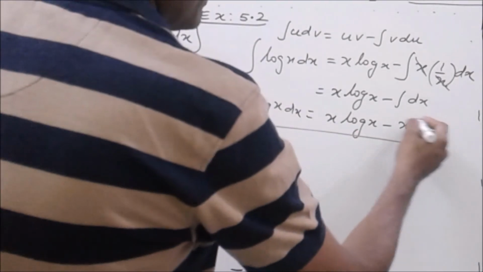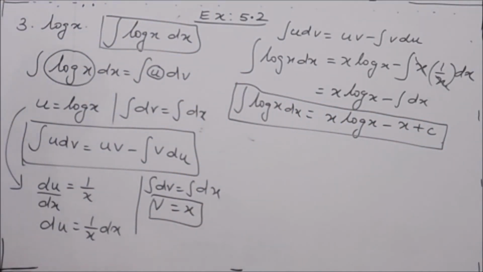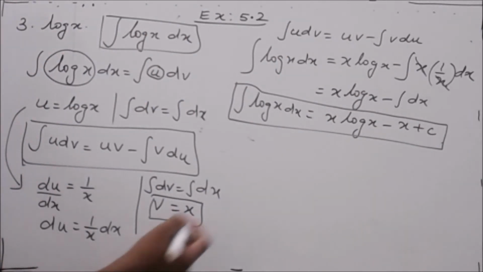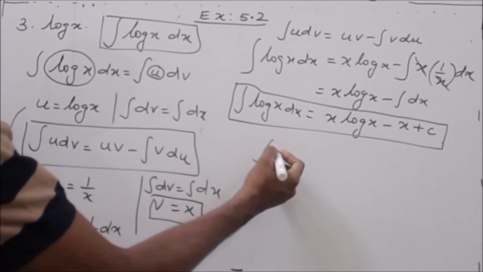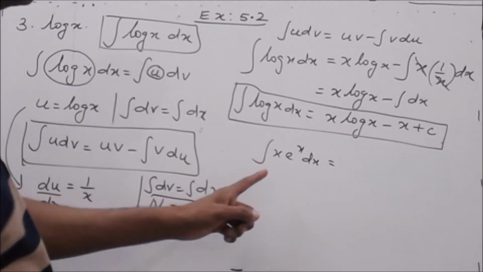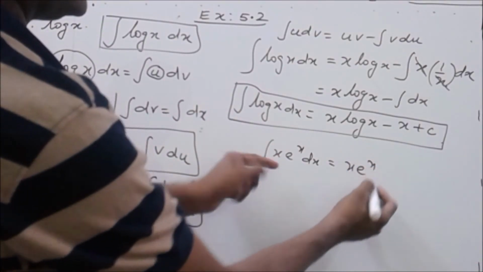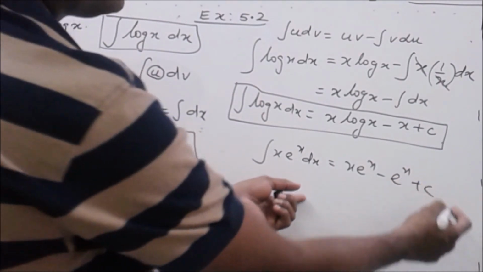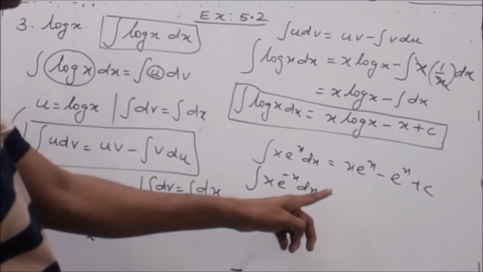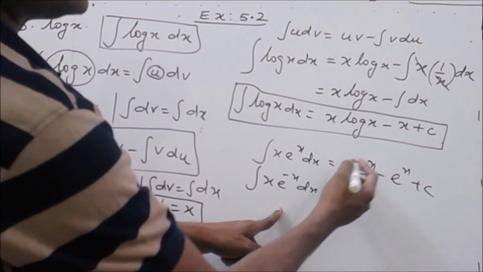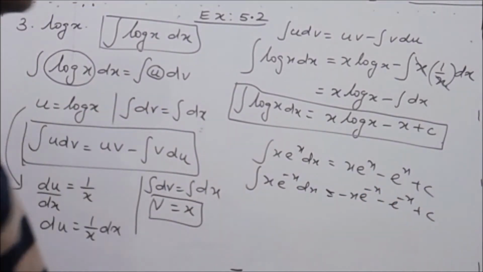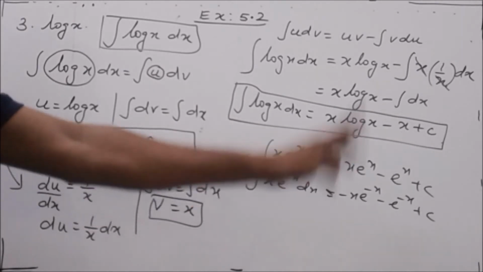Just keep in mind as a formula: whenever integral log x enters, you can directly go with x log x minus x plus c. Already we have found two more formulas. These are all special cases. One is integral x e power x dx, which I told you is in example number 1. The answer is x e power x minus e power x plus c. And for integral x e power minus x dx, both are minus, and the power also is minus: minus x e power minus x minus e power minus x plus c. This is the formula for x e power minus x dx.